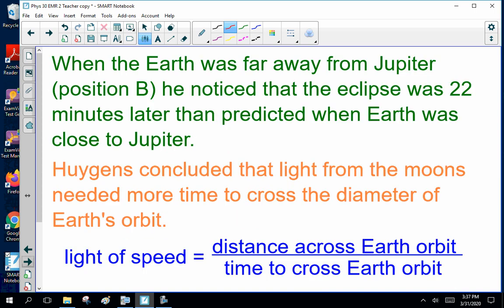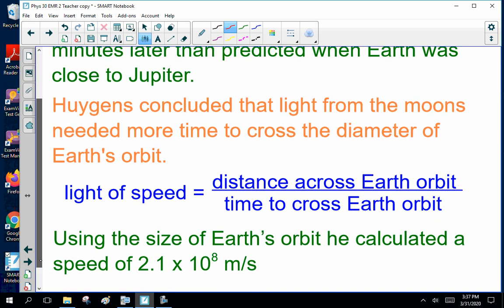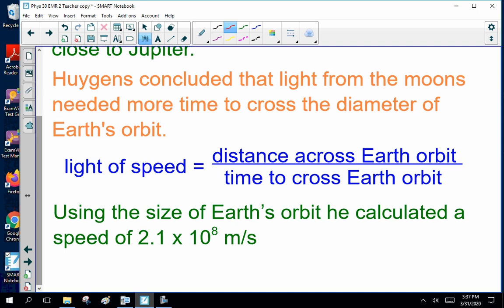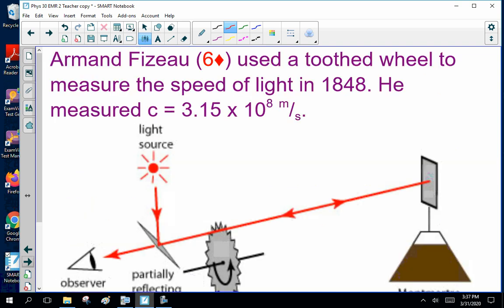Now, Huygens concluded that the light from the moons needed more time to cross the diameter of Earth's orbit. This gave them a calculation: speed of light equals the distance across Earth's orbit divided by the time to cross Earth's orbit. Now, using the size of Earth's orbit, he calculated the speed at 2.1 times 10 to the 8 meters per second. Is that 3 times 10 to the 8 meters a second? No, but it's the first good one, and I can't argue with him. Now, somewhere in there was something wrong, not the calculation, but anyway, they didn't quite get it right.